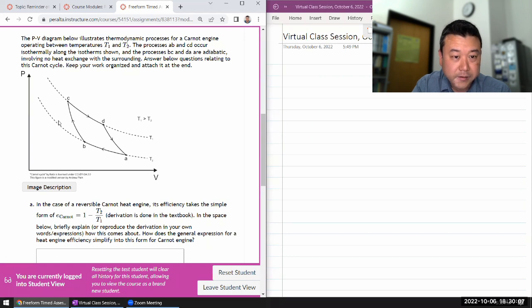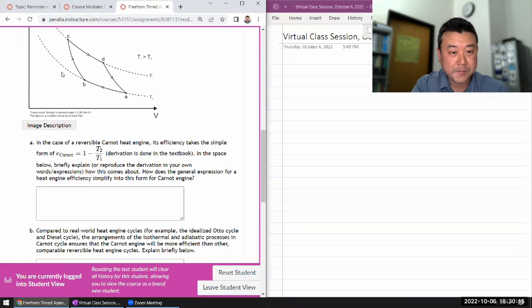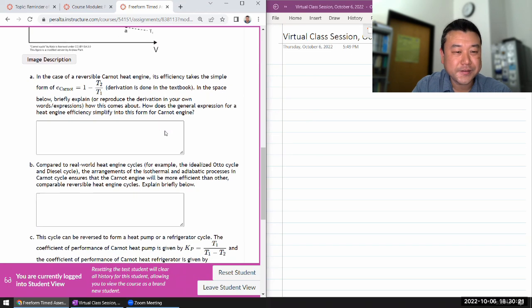Okay, I got the Carnot cycle here. A, B, C, D occur isothermally; answer below relating to the Carnot cycle. Okay, might be one of the easier questions. Yeah, good, I think I understand the question. In the case of a reversible Carnot heat engine, its efficiency takes the simple form of that. In the space below, briefly explain how this comes about.